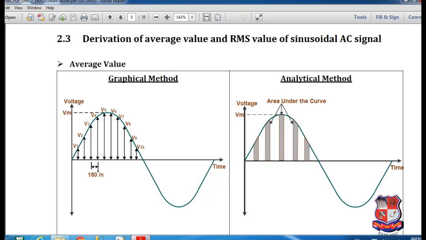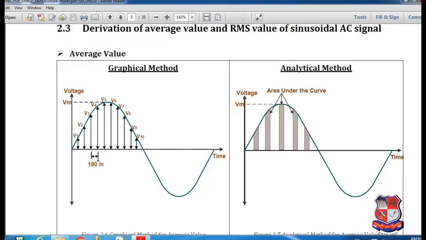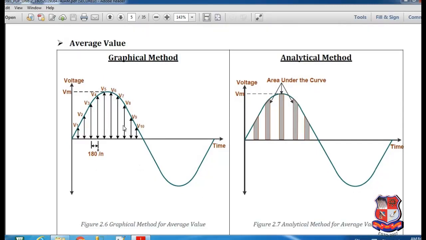The average value has 2 types of method. The first one is the graphical method, and the second one is the analytical method. So for the average value we have to derive the equation. This is the graph for the graphical method and this is the graph for the analytical method.